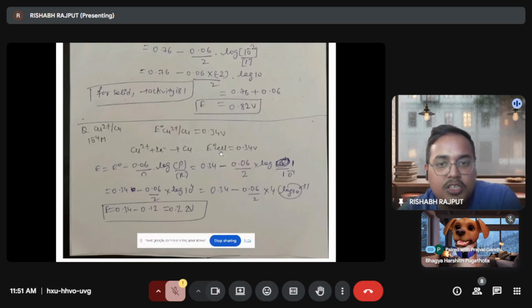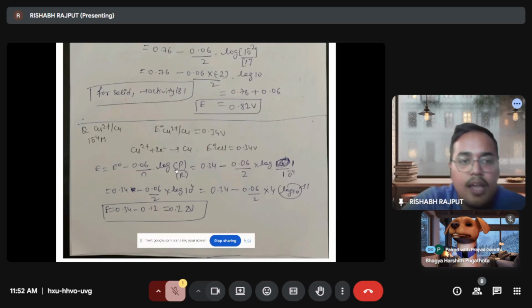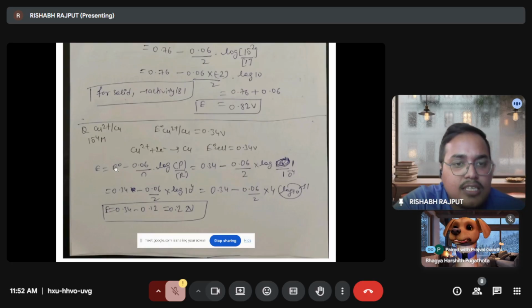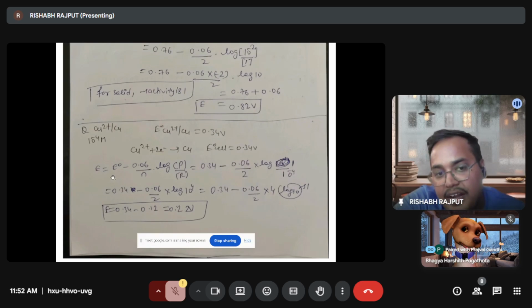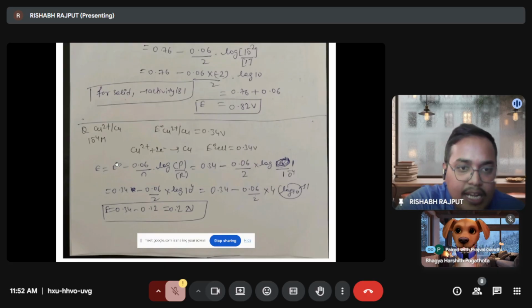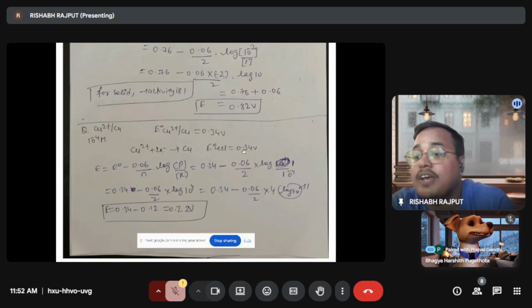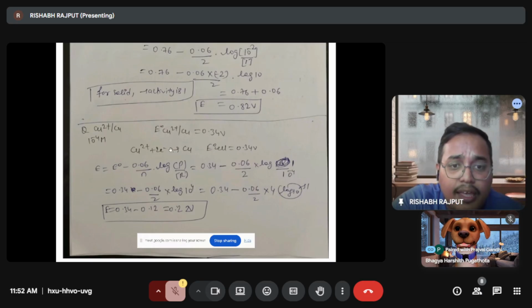For this your E naught cell value is 0.34. Why? Because it is the same thing as before. Whatever is being asked, it is the same thing, that is why we are just writing 0.34. Now we can write the formula here: E is equal to E naught minus 0.06 by n log P by R. Please see, here I am finding the SRP value. Why am I finding the reduction potential value here? Because in the question they also mention reduction value. That is why your E naught value is also a reduction potential value.